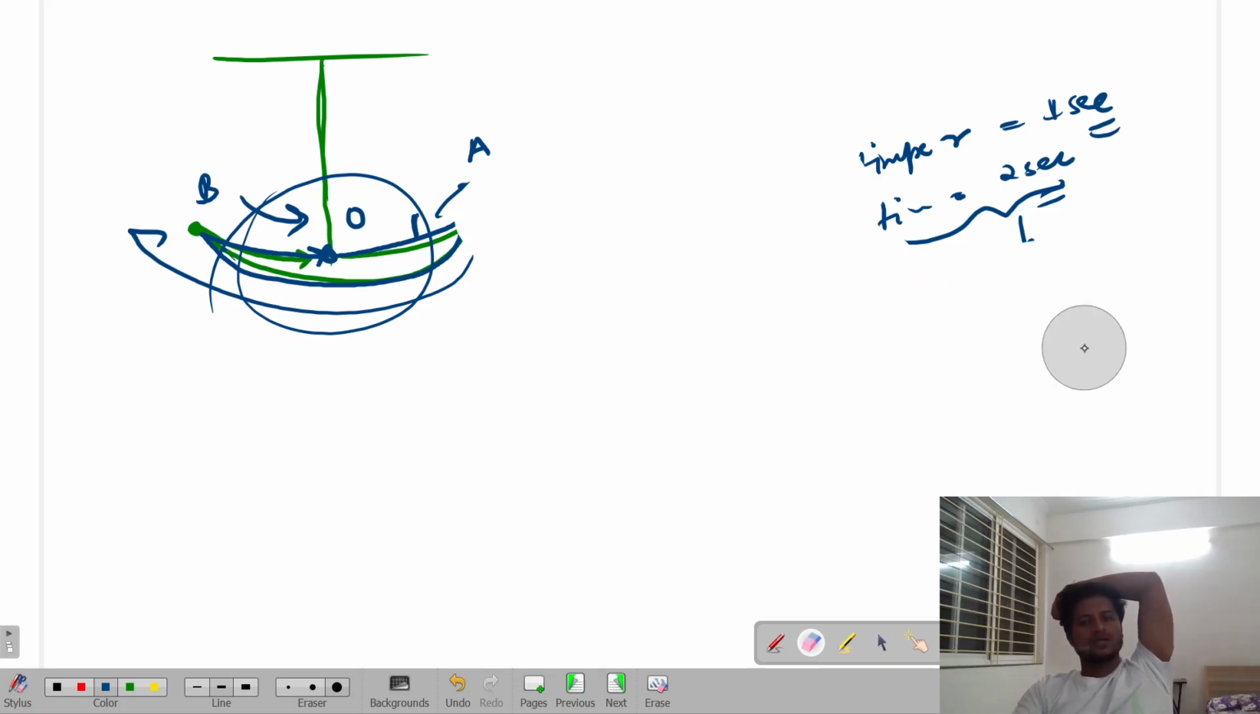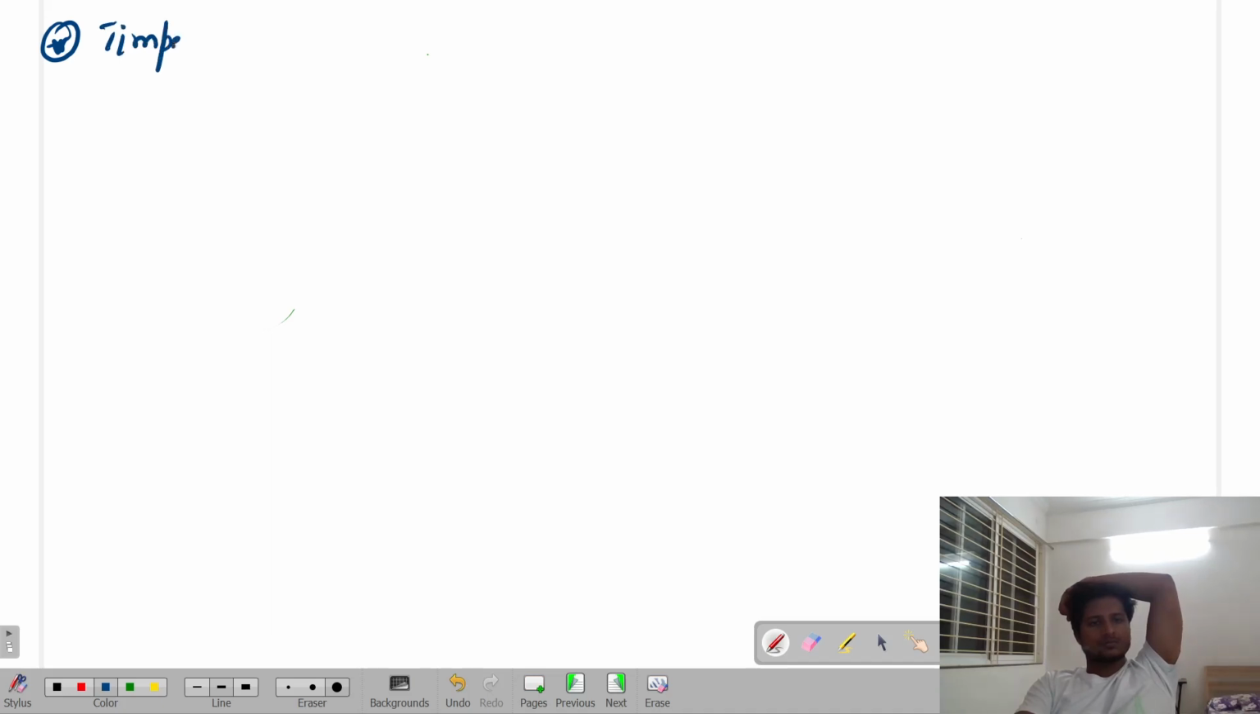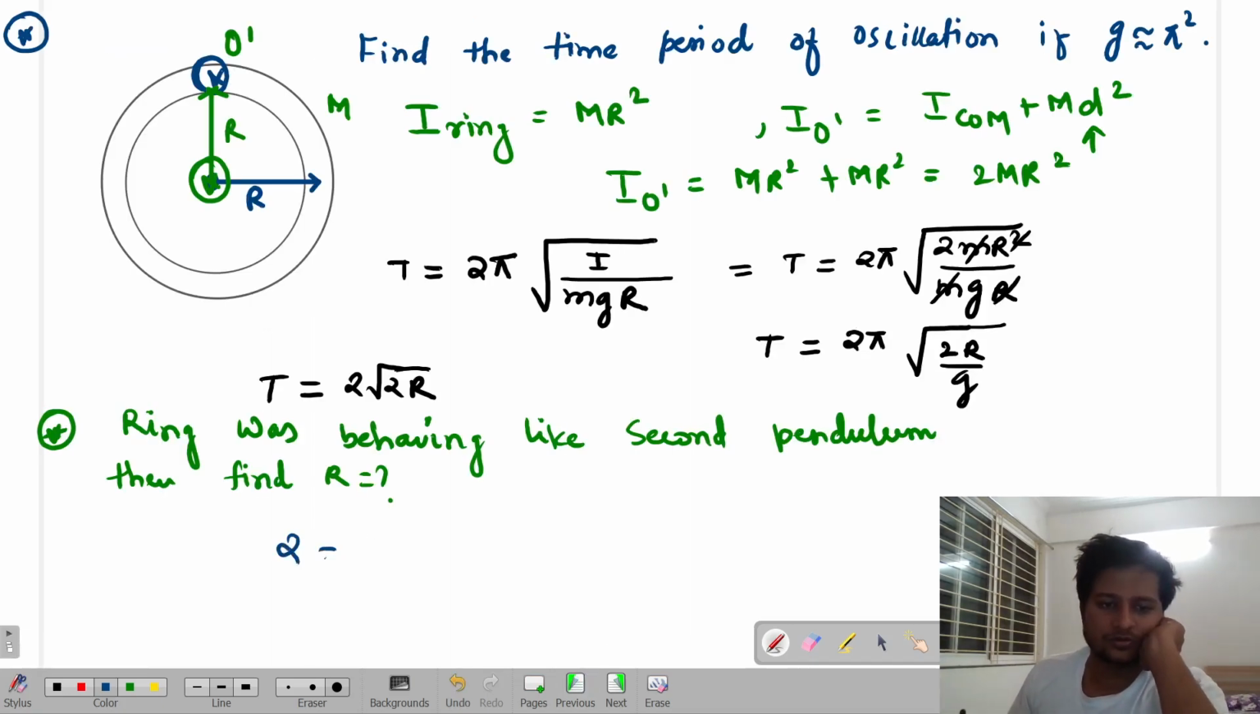So you can say that the time period of a second pendulum is 2 seconds. So you put it over here. T is equal to how much? 2 is equal to 2 root 2 into root of radius r.